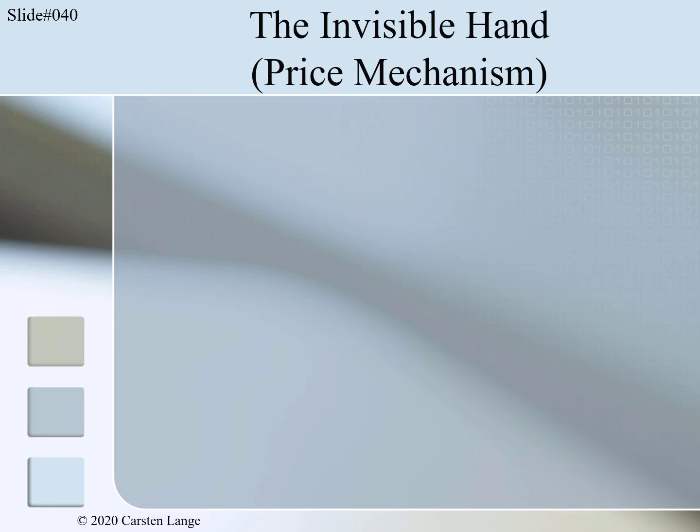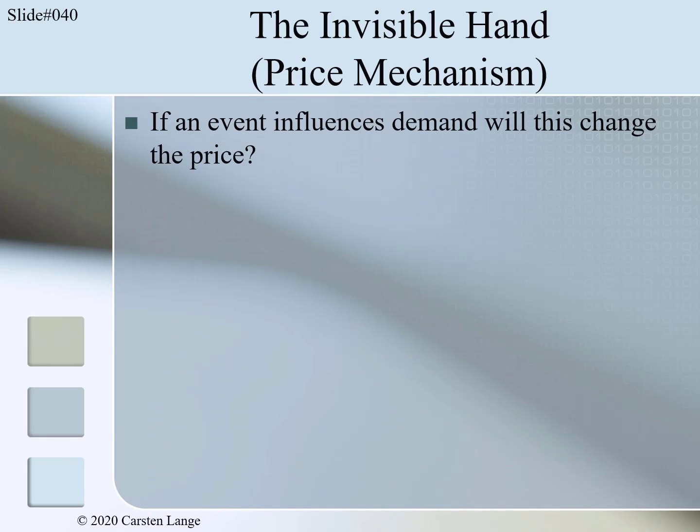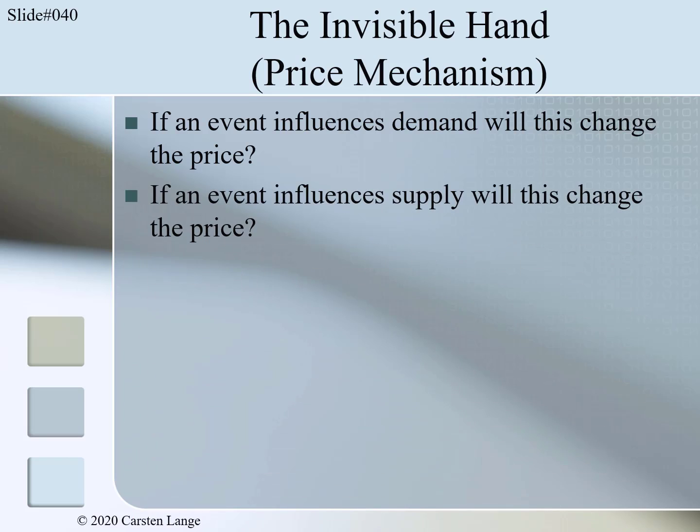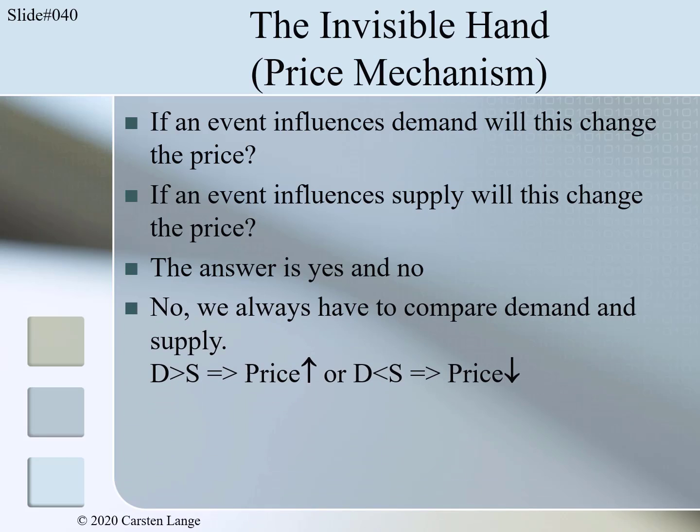We just learned that specific events can influence demand and/or supply. This raises two questions. If an event influences demand, will this change the price? Or if an event influences supply, will this change the price? The answer as often is no and somehow yes. The answer is no because we always have to compare demand and supply together to make a statement about the price. If demand is greater than supply, the price will increase. If demand is smaller than supply, the price will decrease.